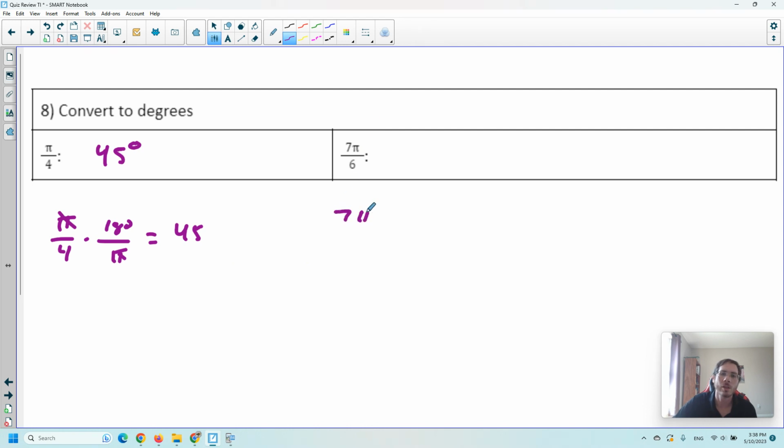7 pi over 6, same thing. We're just going to multiply by 180 over pi. These would cancel out to be 30, and 7 times 30 is 210 degrees.